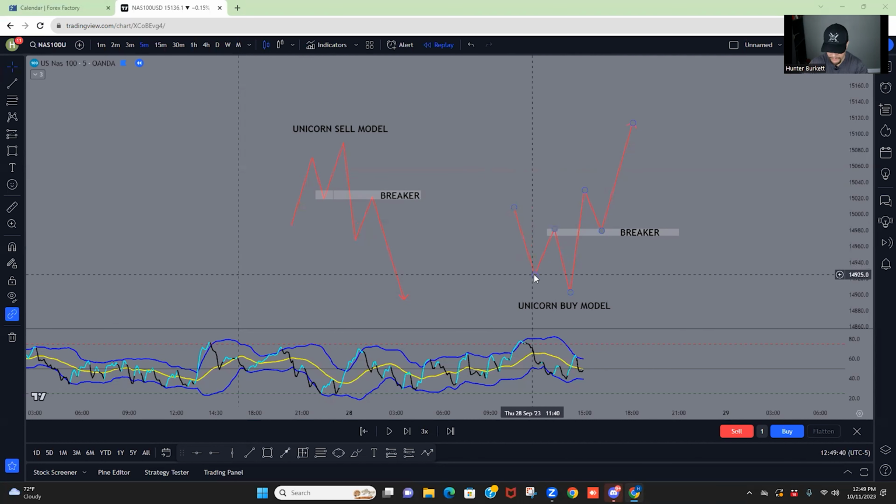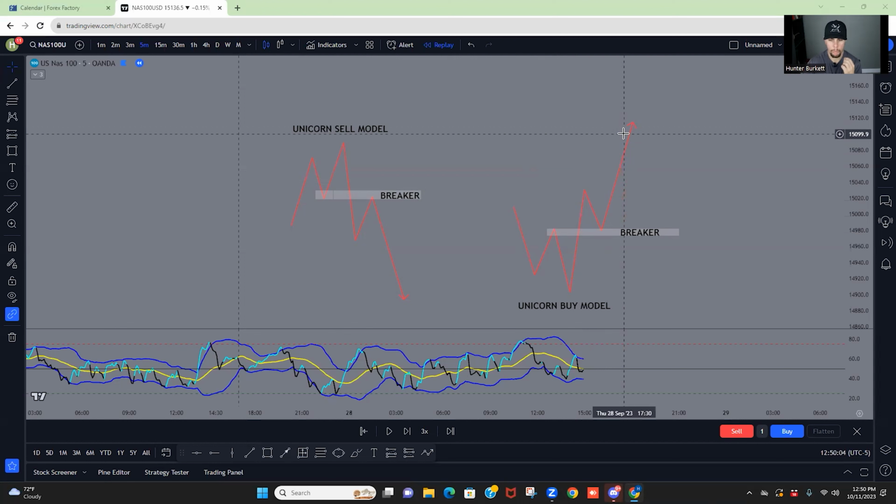Now, this is the buy model. You have an expansion down, you have up, creating a high, comes down, sweeps this low, displaces up, breaks the structure here, returns to this right here, which would be considered the breaker, and this would be the last up candle before the sweep here. And then we return to the breaker, and then we take off to the races.